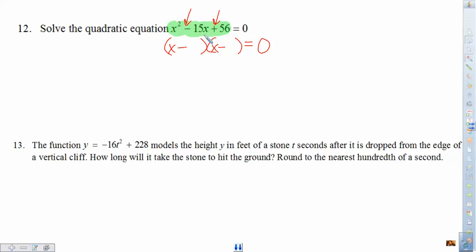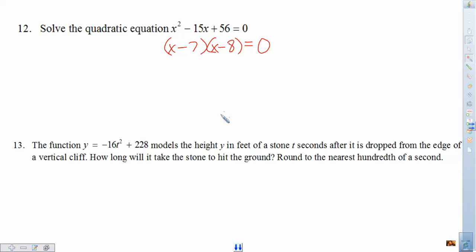Let me see. Let's try 7 and 8. I know 7 times 8 is 56. So that's the guess. The check is the outer and the inner. So x times negative 8 makes negative 8x. The inner, negative 7 times x, makes negative 7x. Combine those together, you get negative 15x. Ooh, it's a match. We've got it. So now that we've got that, we're ready to continue.